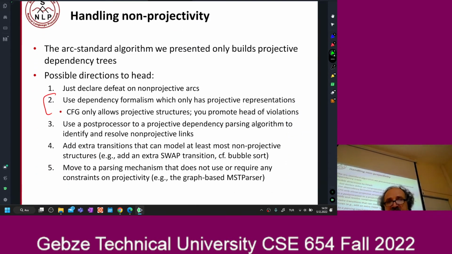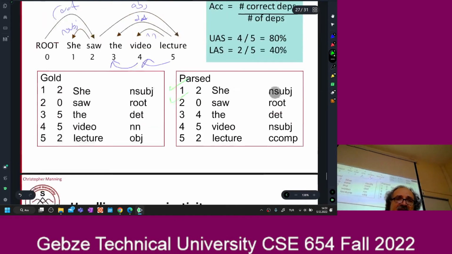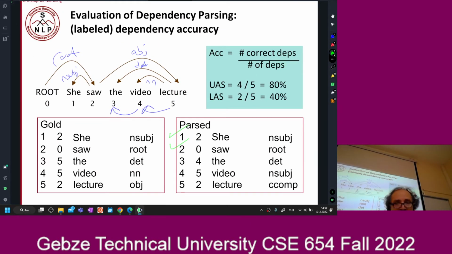Okay, handling the non-projectivity. Of course, do you think that this algorithm can handle non-projective stuff? That means intersecting arcs, like this, there is an arc between she and lecture, for example. It is intersecting with many arcs, or just one arc, doesn't matter. Do you think it can handle those non-projective cases? Why not? Because when she saw the word saw, she will be eliminated. Yes, exactly.